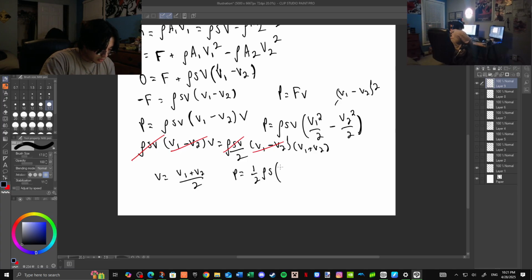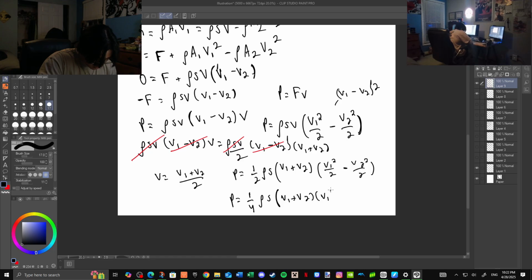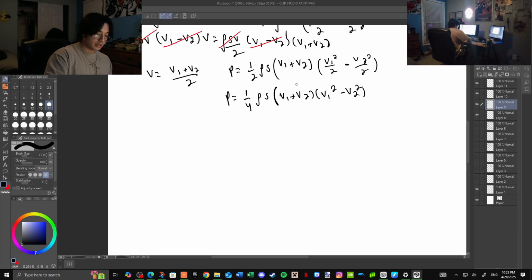1/2 rho S times V1 plus V2 times V1 squared over 2 minus V2 squared over 2, which then you can also take out that 1/2. Now you're left with 1/4 rho S (V1 plus V2), and then (V1 squared minus V2 squared). So we can actually start expanding this a bit.